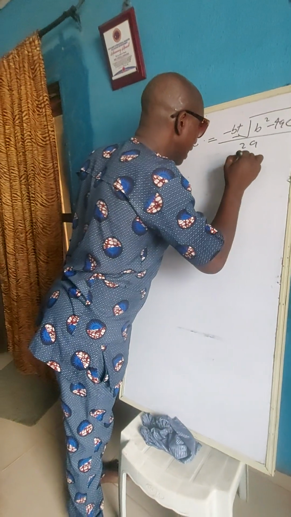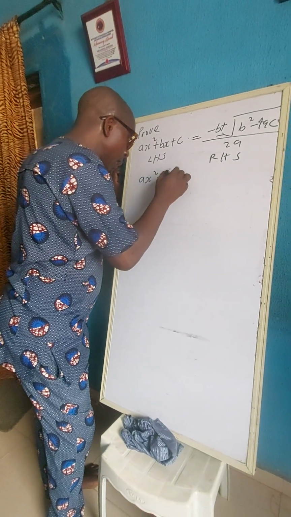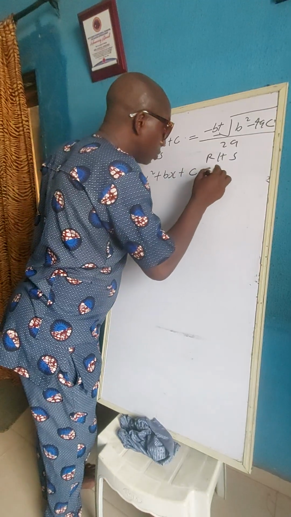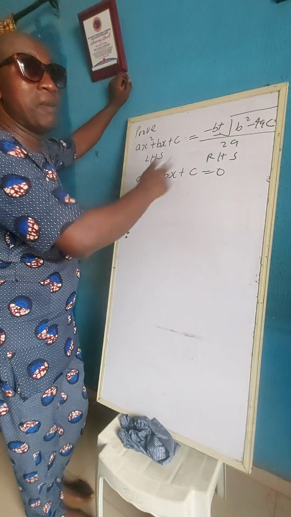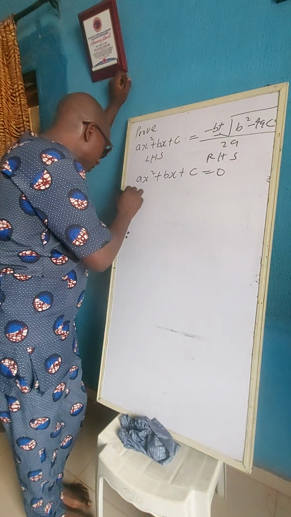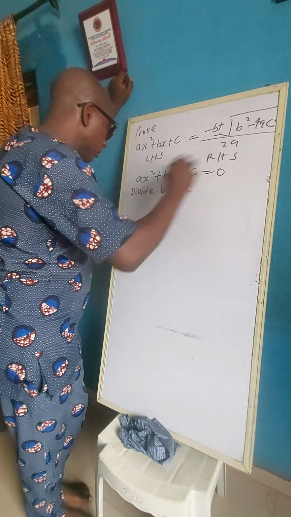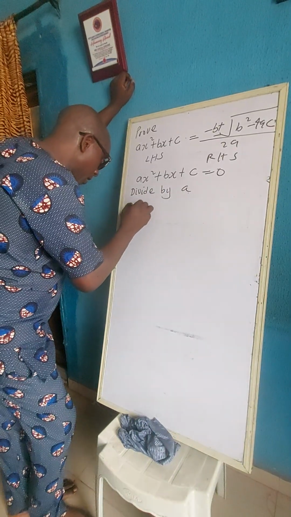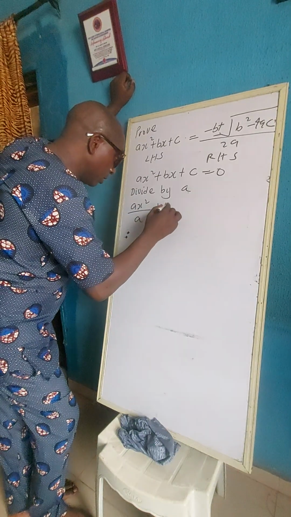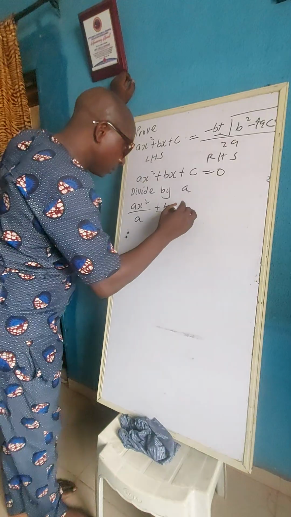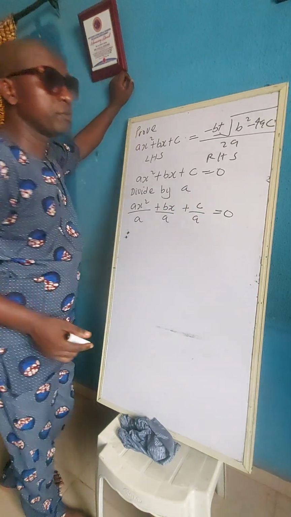We are moving to the right hand side. ax squared plus bx plus c equal to 0. We want to prove it to be this. The first thing, divide by the coefficient. Divide by a. It becomes ax squared over a plus bx over a plus c over a equal to 0.